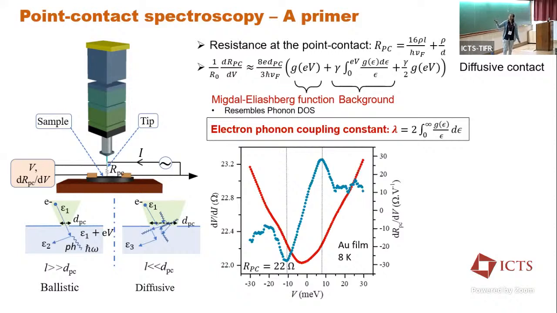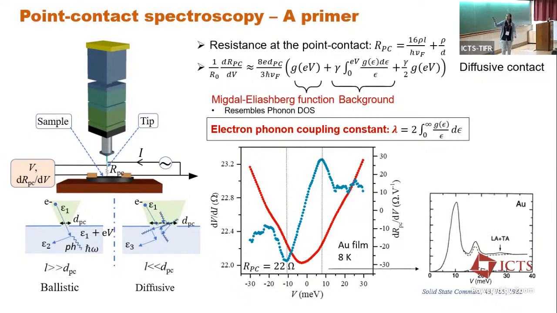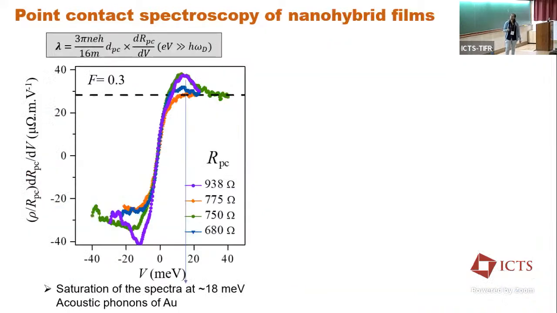This is an example for a pure gold film, where we see the strength as expected, and the peaks come up at the Van Hove singularities of the phonon density of states. For gold and silver, it is close to 10 and 20 meV. Now moving on, this is the point contact spectra in our system, and we see a peak at about 18 meV that resembles the acoustic phonons in gold. This shows that we are indeed picking up the effect of electron-phonon coupling in our system.